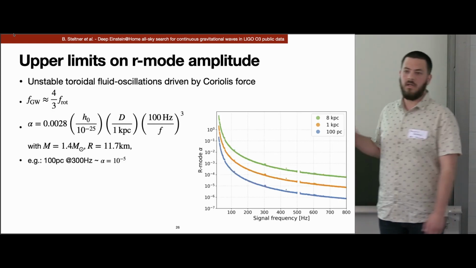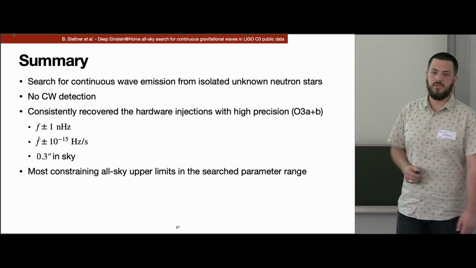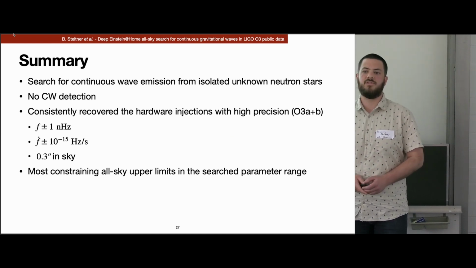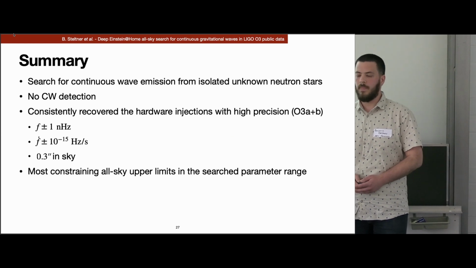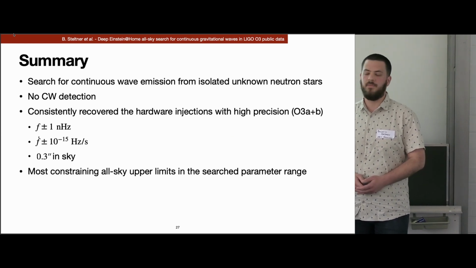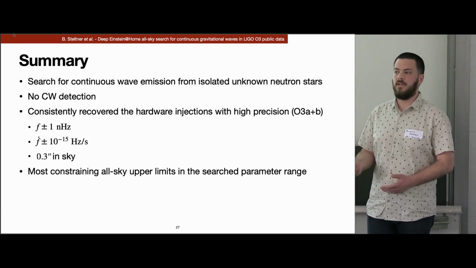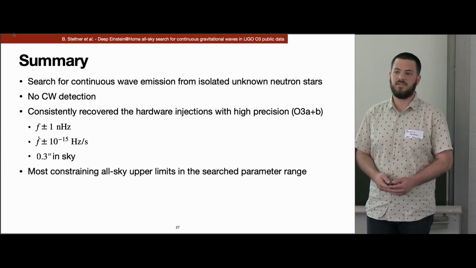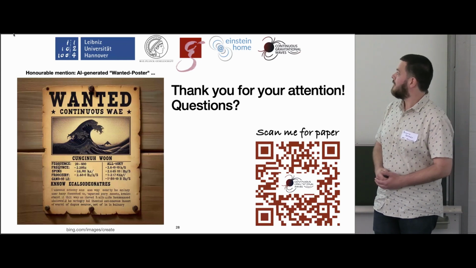Same game with the r-mode amplitude. Let's just skip this and come to the summary: we did a search for continuous waves from isolated unknown neutron stars in our galaxy. Unfortunately, we did not have any detection, but we set the most constraining upper limits in the search parameter range, and we really consistently recovered these hardware injections with high precision: nanohertz in frequency, 10 to the minus 15 in spin-down, and 0.3 arc seconds in the sky. With this, I thank you very much for your attention and I'm taking questions now.